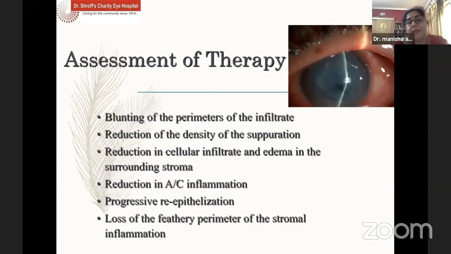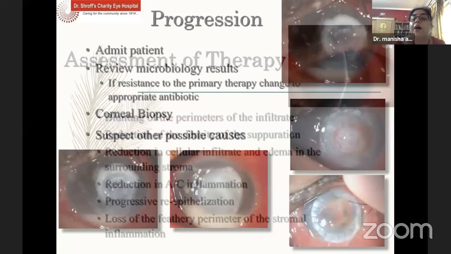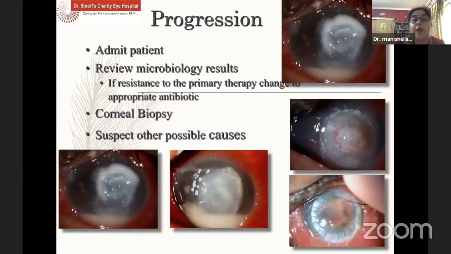We have to assess the therapy. How do we feel that it's responding? It's basically because of a reduction in perimeter, reduction of density of suppuration, and the areas where we feel that the patient is responding to medications. But if the patient is not responding and it's progressing, we need to admit the patient, review the microbiological results, do a corneal biopsy, and suspect any other possible causes.